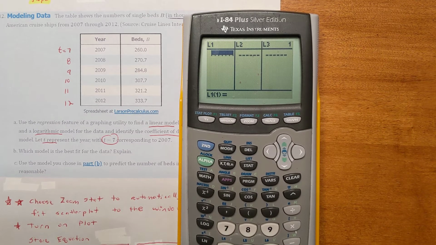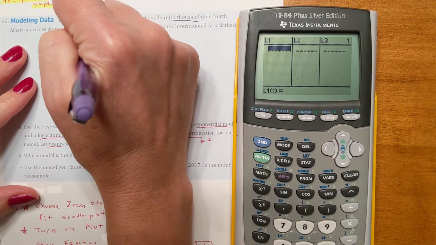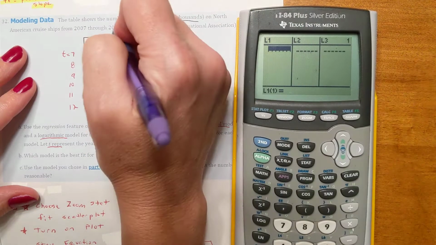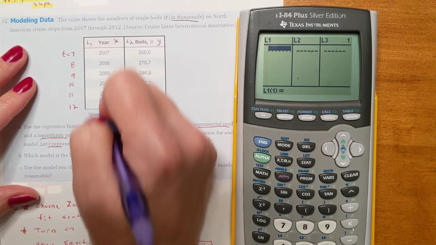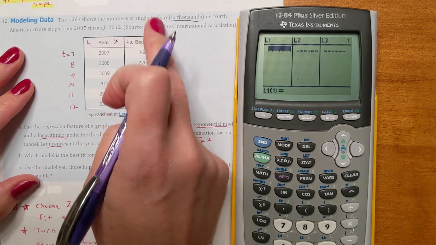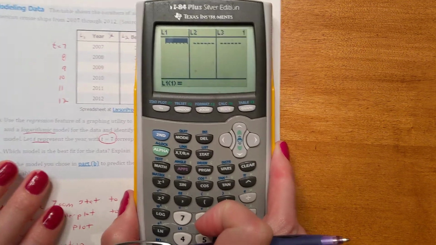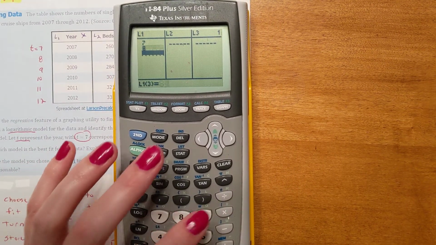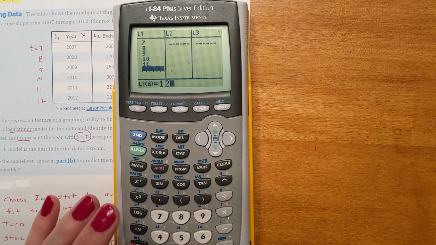So anyway, remember here, list 1 are the X values. So list 1 is going to be the years. And list 2 are the Y values. So X values, Y values. So we're going to enter all the X values in list 1 and all the Y values under list 2. So entering those on my calculator here. So we got 7, 8, 9, 10, 11, 12.